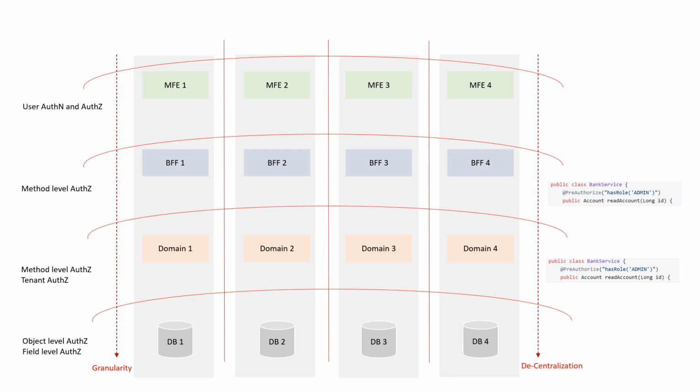At the BFF and domain layer, the user is only authorized to perform a CRUD operation on an entity if the user has the right claim. That is, the user is authenticated and the user has the right role, the role that is authorized to perform the operation. For example, a user can only access account details by account ID if the user has the admin role.